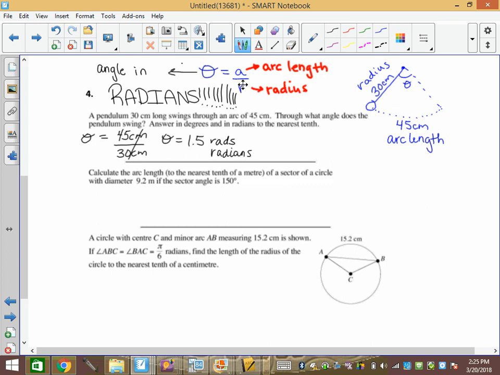It doesn't matter. If I don't write anything behind it, we assume it to be radians, because the only way we know it's not radians is if there's what? A degree symbol. Now they also want it in degrees, and honestly, they probably would want this in degrees. So how do I convert from radians to degrees? Pi on bottom.